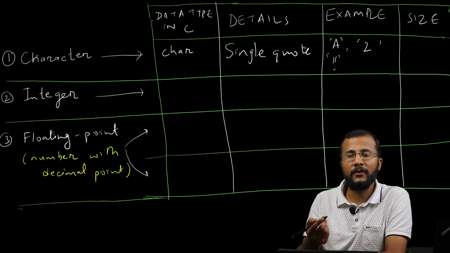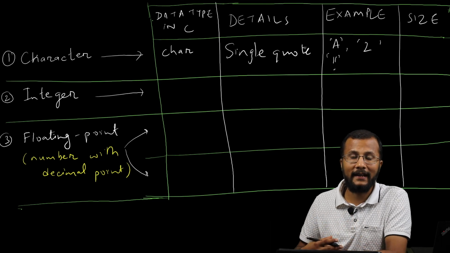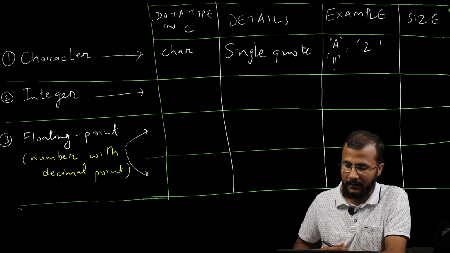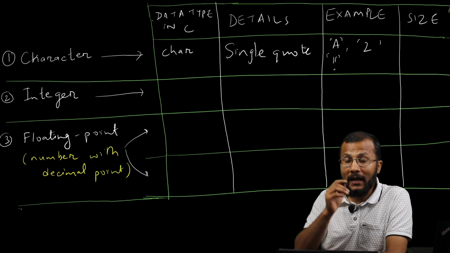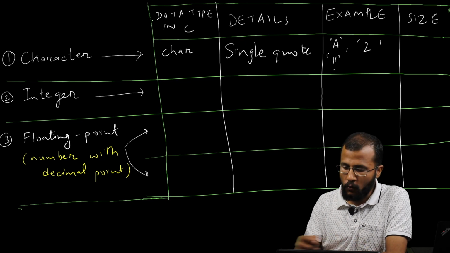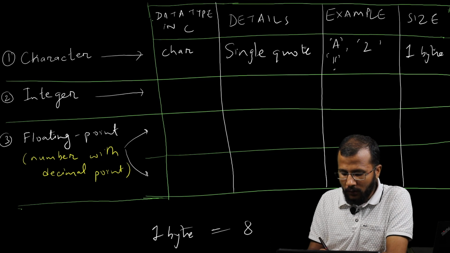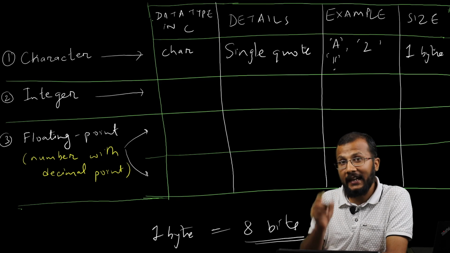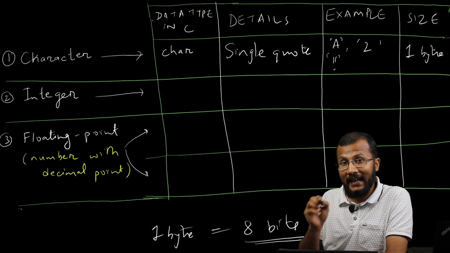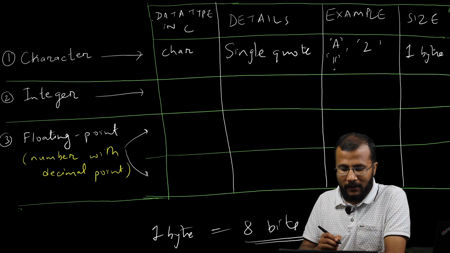Now this character can be used to represent or form a text, and later we can do the processing. A character occupies 1 byte of space in the memory, so the size of a character is 1 byte. 1 byte is equivalent to 8 bits, so in the memory, each character will occupy 8 bits. So this is about the character.